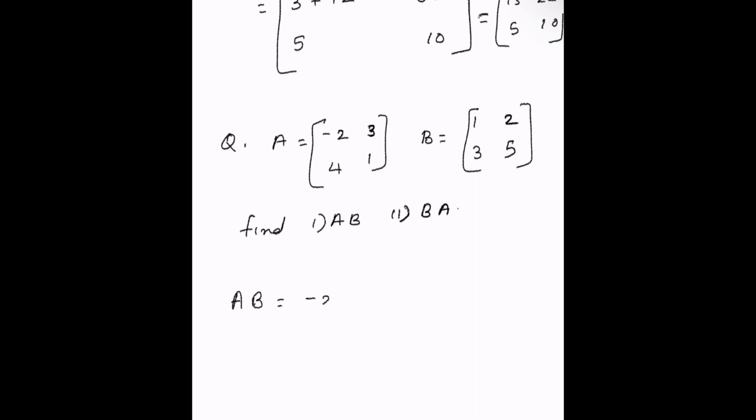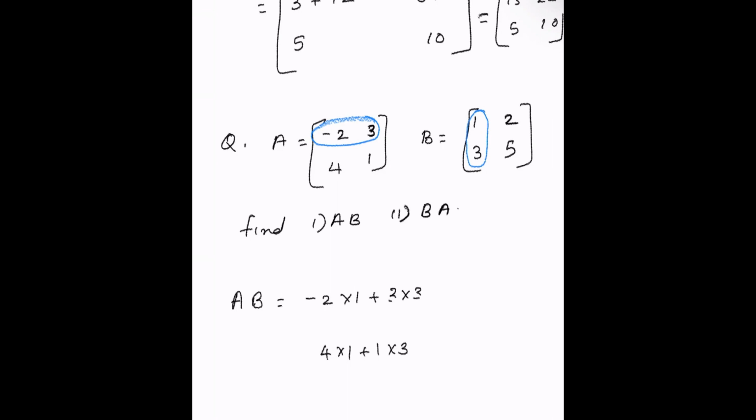-2 into 1 plus 4 into 3. Sorry, it's going to be 3 into 3. And second element: 4 into 1 plus 1 into 3. Second row, okay, 4 into 1 plus 1 into 3.